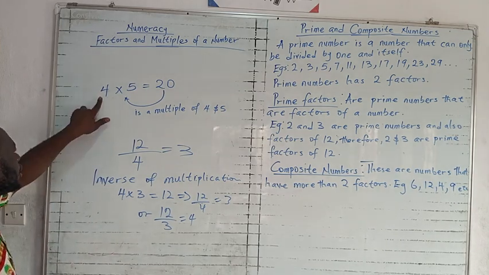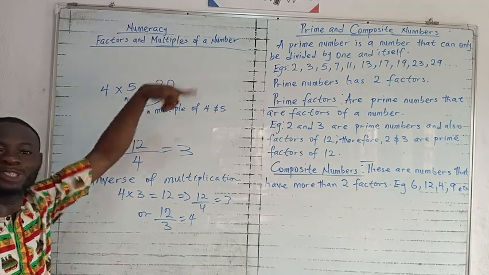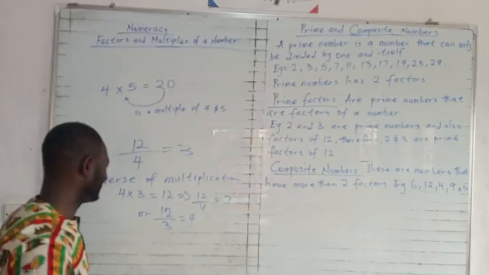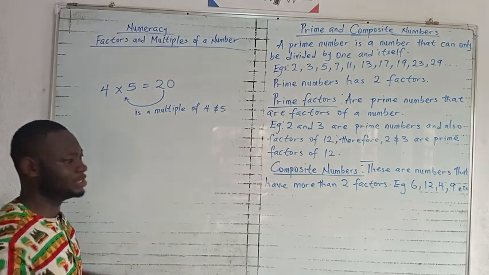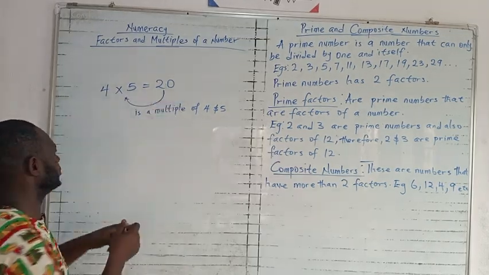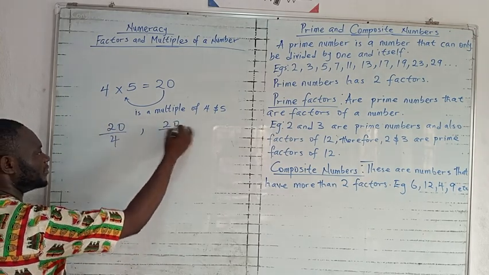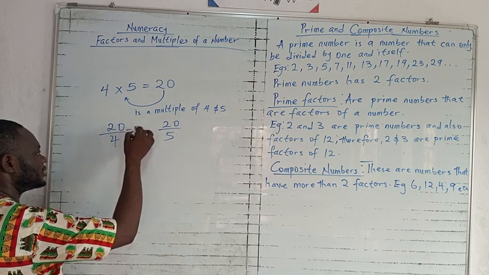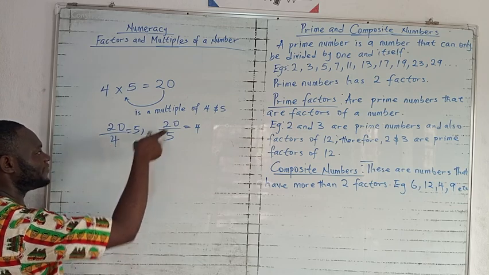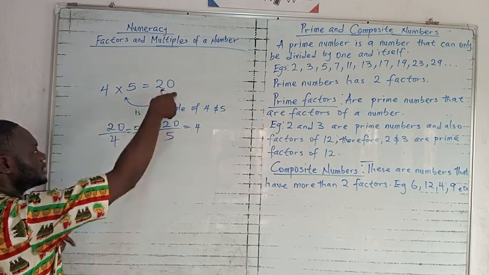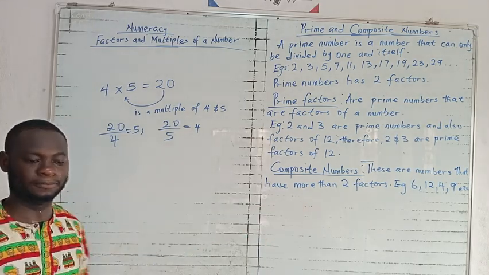So, since 4 times 5 is 20, 4 and 5 are also factors of 20. Okay? Since 4 times 5 is 20, it simply means that 20 can be divided by 4, and 20 can be divided by 5. 20 divided by 4 is 5, 20 divided by 5 is 4. Therefore, 5 and 4 are factors of 20, while 20 is a multiple of 4. 20 is also a multiple of 5.